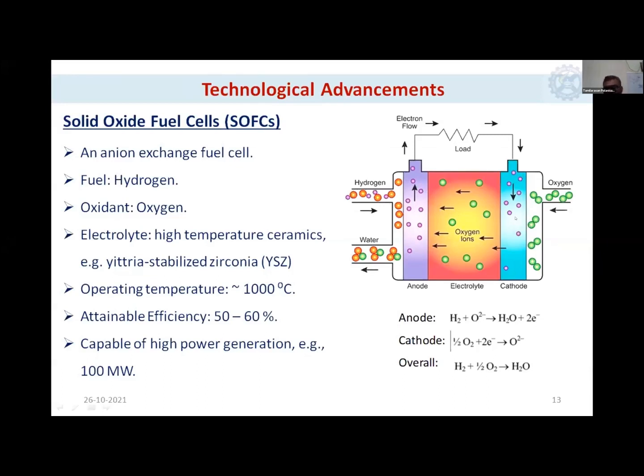And here once again, since it is an anion oxygen fuel cell, your oxygen will be transported all the way to the anode as an oxygen ion. At the anode, it reacts with hydrogen and produces water. And once again, it is a high temperature device. Although it is not using any liquid phase electrolytes, because of its high temperature operation, this is pretty much suitable for static operations like power plants. Okay? And it even has the capability to build a plant with 100 megawatt capacity.